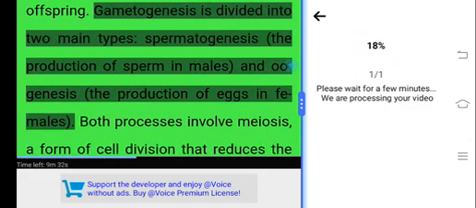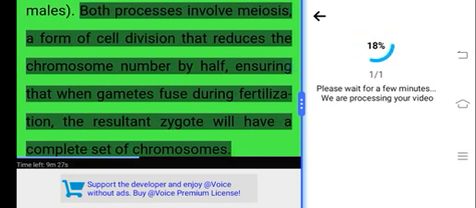Gametogenesis is divided into 2 main types: spermatogenesis, the production of sperm in males, and oogenesis, the production of eggs in females. Both processes involve meiosis, a form of cell division that reduces the chromosome number by half, ensuring that when gametes fuse during fertilization, the resultant zygote will have a complete set of chromosomes.